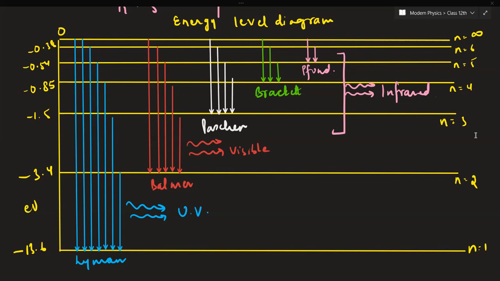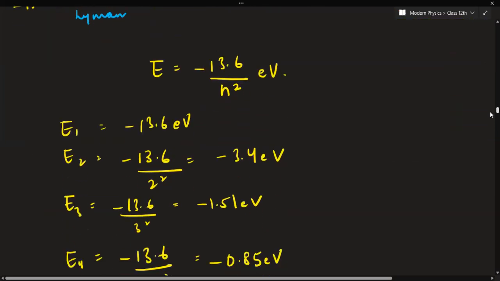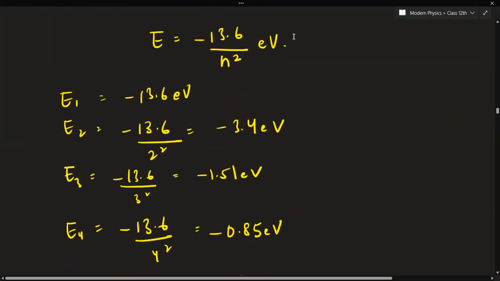Fine, class. Now see, for the hydrogen atom, Z will be 1. Remaining is N square. So if you keep the N square value, you will get these values. Let me show you. See here. E is minus 13.6 by N square electron volt. If I put N as 1, I get minus 13.6 electron volt. If I put N as 2, minus 13.6 divided by 4, I get minus 3.4 electron volt.